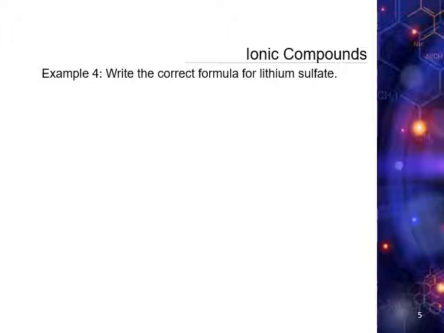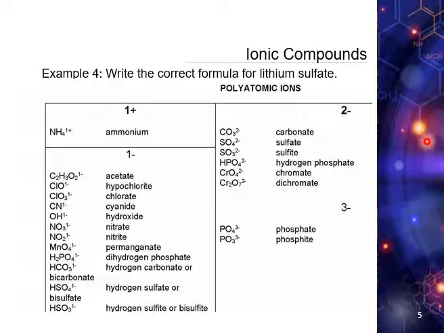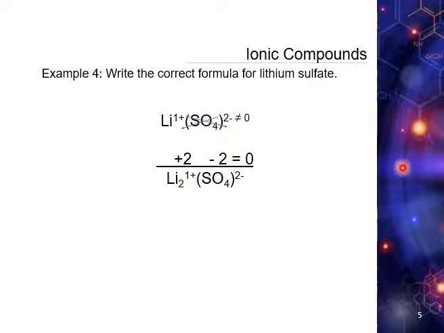Write the correct formula for lithium sulfate. Lithium is +1, it's in the first column. Sulfate is a -2, it's SO4. A +1 and a -2 is not equal to 0. You bring the 1 down, you bring the 2 down. They're always positive at the bottom. 2 times a +1 is a +2, and a -2 is equal to 0. So the correct formula is Li2SO4.